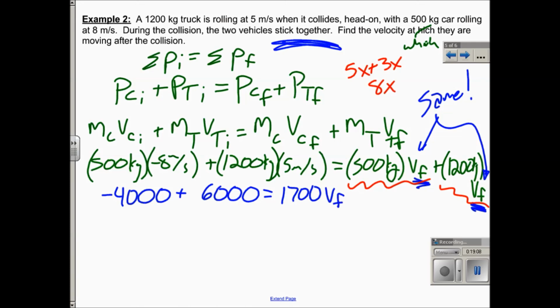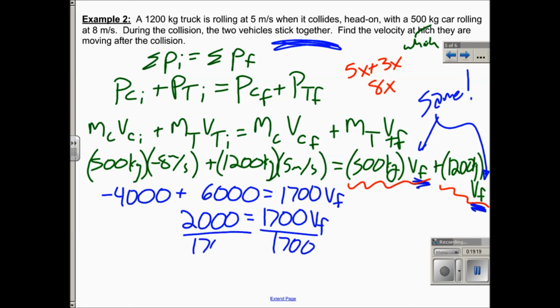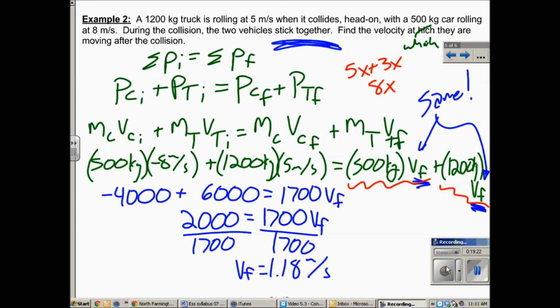Cool, and solve it. So negative 4,000 plus 6,000 is 2,000 equals 1,700 VF. Divide both sides by 1,700, and your VF is whatever that divides out to, and it gives you 1.18 meters per second. All right, so there you go. We will talk more about the concepts of this when I see you in class next.